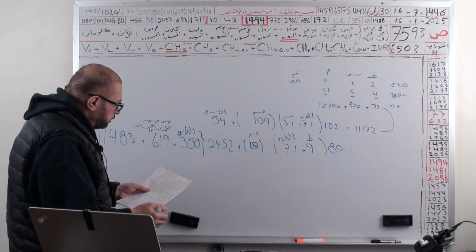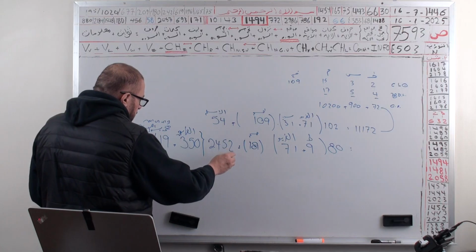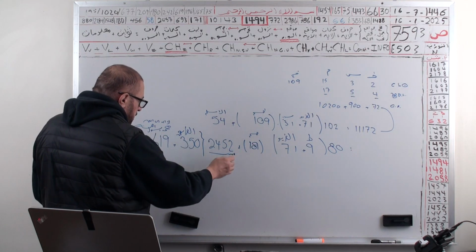What if we decode in a different way to this number here? Same for this one.